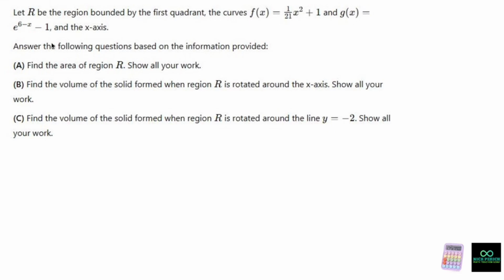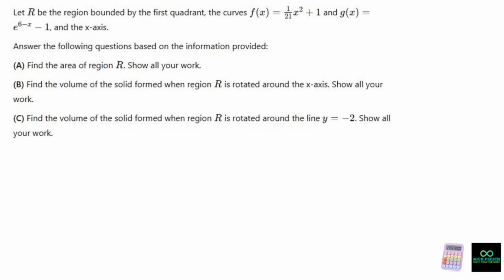Okay, free response question numero dos. We have ourselves calculator stuff, and as you can see from here, and if you're looking ahead, you're going to be like, yeah, I'm going to need a calculator for this one. You are. Let R be the region bounded by the first quadrant.